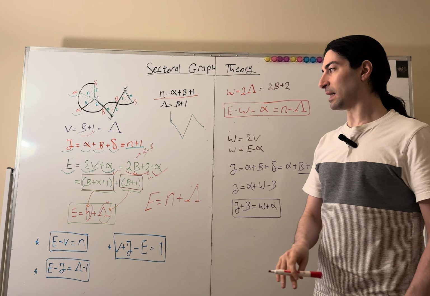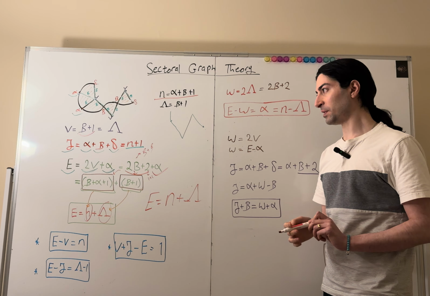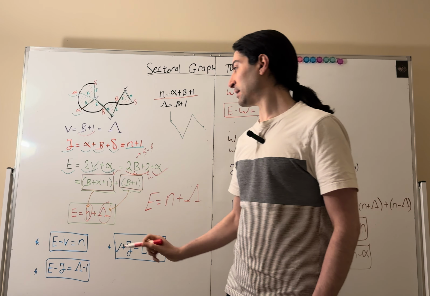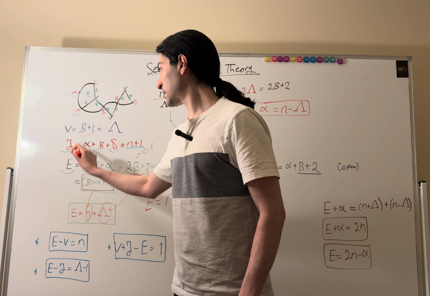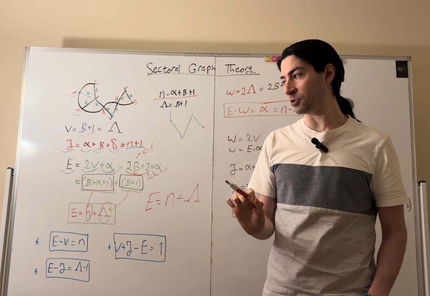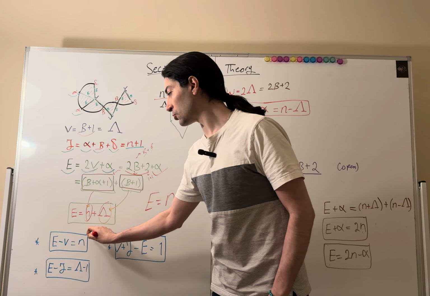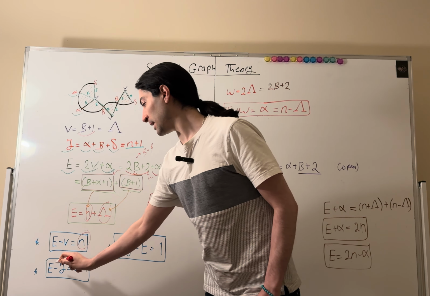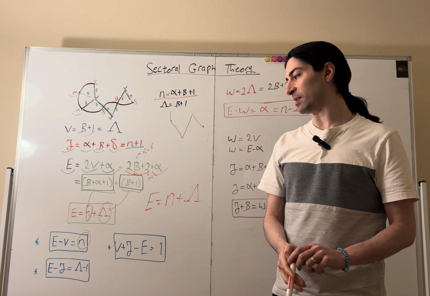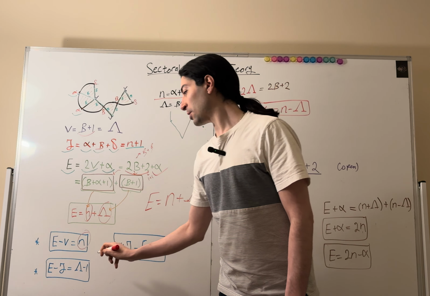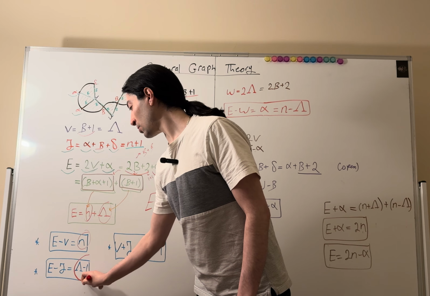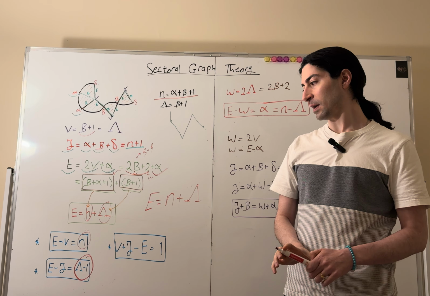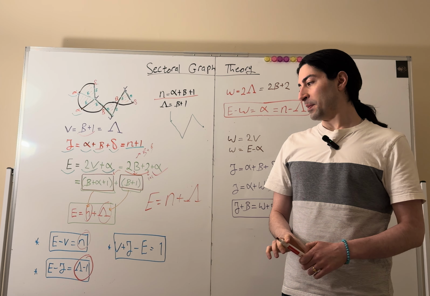Now, several algebraic relationships arise, and feel free to check those later. We can say that the edges minus the vertices of a sectoral structure equals its degree. We will also notice that the edges minus the joints of a sectoral structure equal its order minus 1.